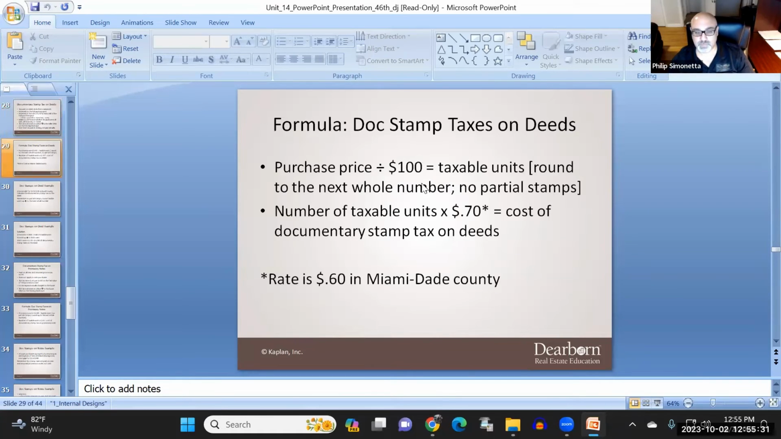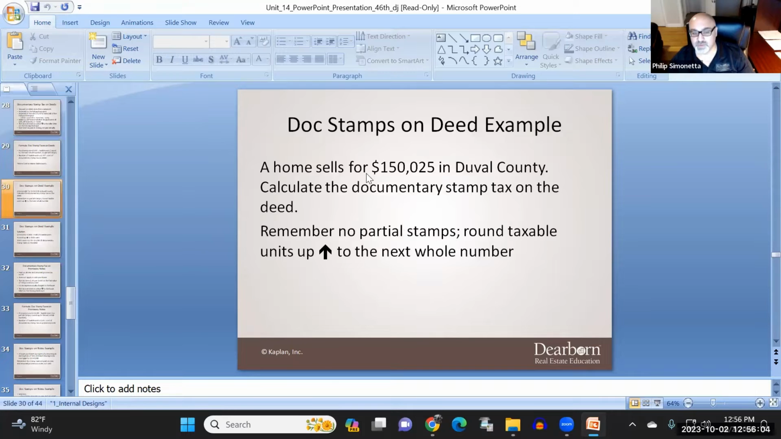Okay? So let's look at this. What's the formula? You take the purchase price, you divide it by 100, and that equals a taxable unit. When you get a taxable unit, you round it up to the next whole number. There's no partial. So if it's 17.1, it's 18. If it's 17.9, it's 18. If it's point anything, it goes up. The number of taxable units times 70 cents is the cost of the doc stamps on the deeds. 60 cents in Miami-Dade.